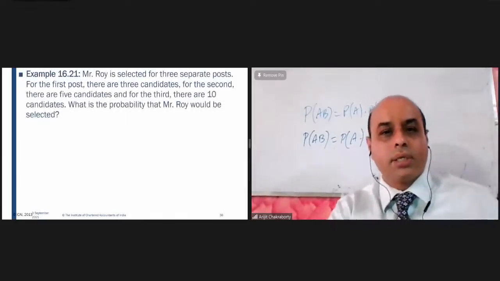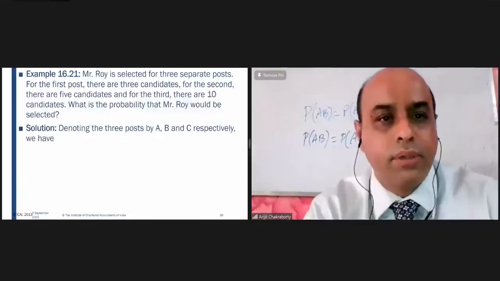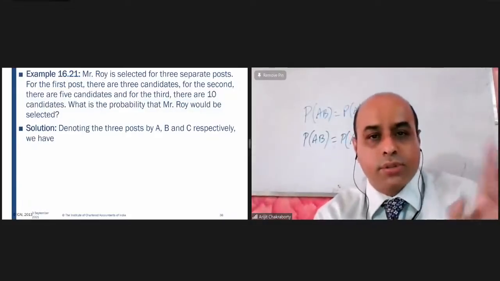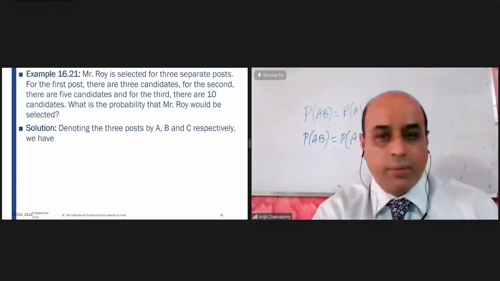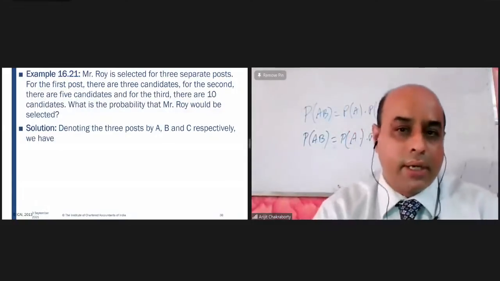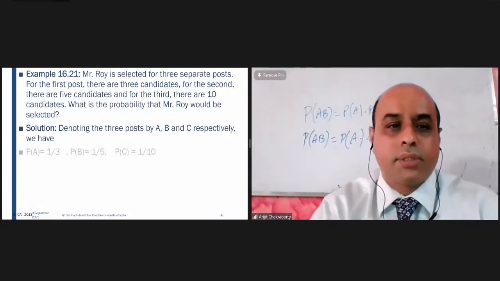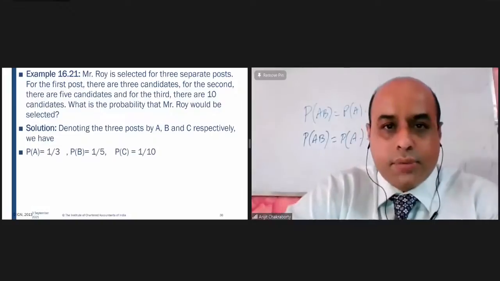Achha, this is also a classic question. Mr. Roy is selected for 3 separate posts. Example 16.21. Now for the first post, there are 3 candidates. That means the probability of getting selected is 1 by 3. For the second, there are 5 candidates. And for the third, there are 10 candidates. What is the probability that Mr. Roy is selected? So there are 3 posts.